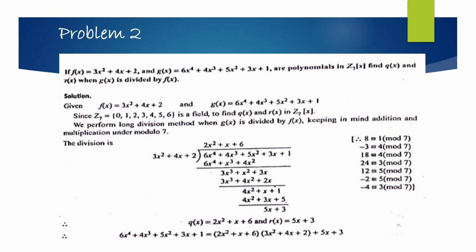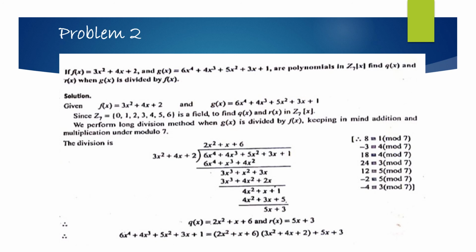And suppose the coefficient of x is greater than 7, you have to divide and write down the remainder of that particular coefficient. So the quotient is 2x square plus x plus 6 and the remainder is 5x plus 3. So here you will be writing your dividend is equal to divisor into quotient plus the remainder. Is that clear?